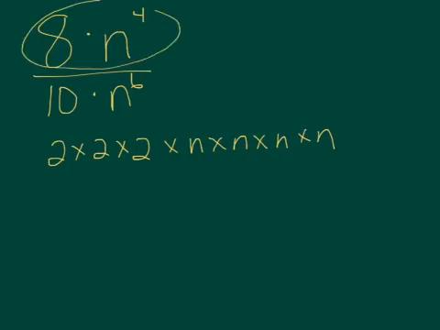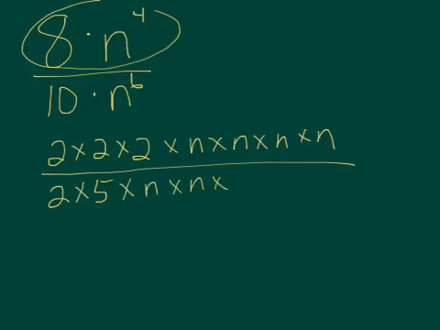Now if I do the same thing on the bottom, I get a 2 times 5 makes 10, and then I've got n to the 6th, so I've got 6 n's all multiplied together. And then what I want to do is I want to look for 1s. So I find a 2 divided by 2 right there is a 1. And I find an n divided by n is 1. Here's another 1, another 1, and another 1.